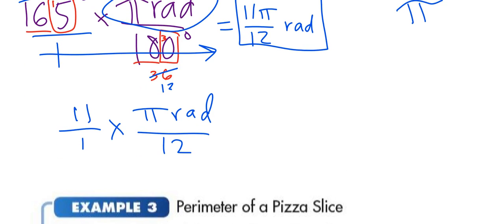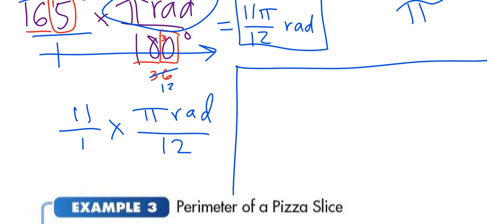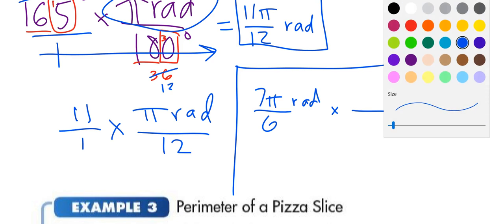Okay? All right, I'll give you another one. We'll go the opposite direction. Okay? 7 pi over 6 radians. Let's convert it back to degrees. What fraction are we going to use?